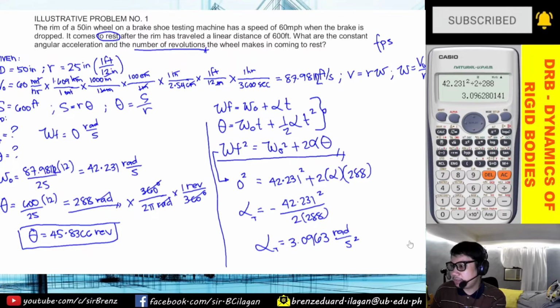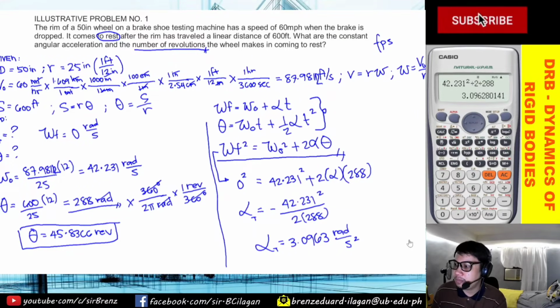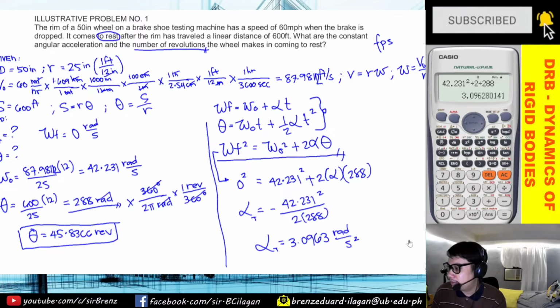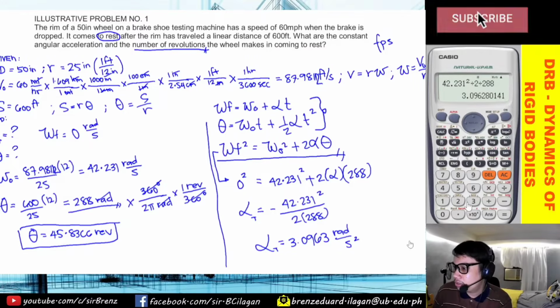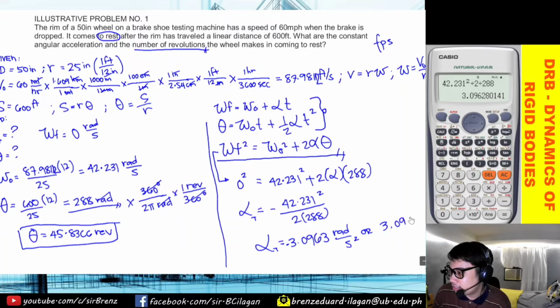So kung ipahanap sa inyo yung total acceleration, kunin nyo yung normal at angular acceleration and then just take the sum of the squares of that. Tapos i-square root nyo. Okay? So ito pala ay negative siya. Or ang pwede mong gawin, pwede natin sabihin na 3.0963 radian per second squared. So this is deceleration.